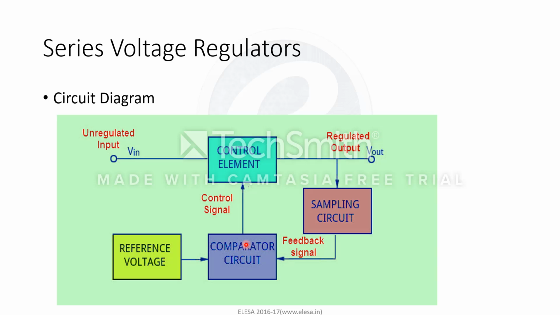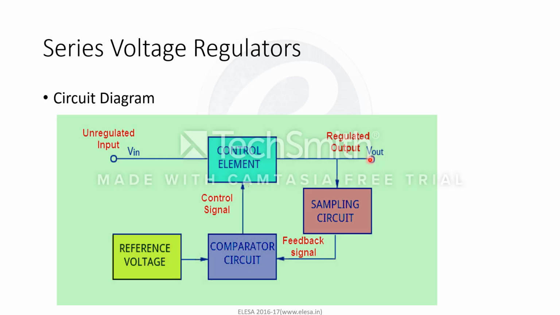The voltage which is coming from the output through this feedback circuit and the other is the reference voltage. Here in the comparator circuit, the output voltage is compared with the reference voltage and then it drives this control element. The output of this comparator circuit drives this control element and this control element controls the output voltage to maintain it at a constant level.